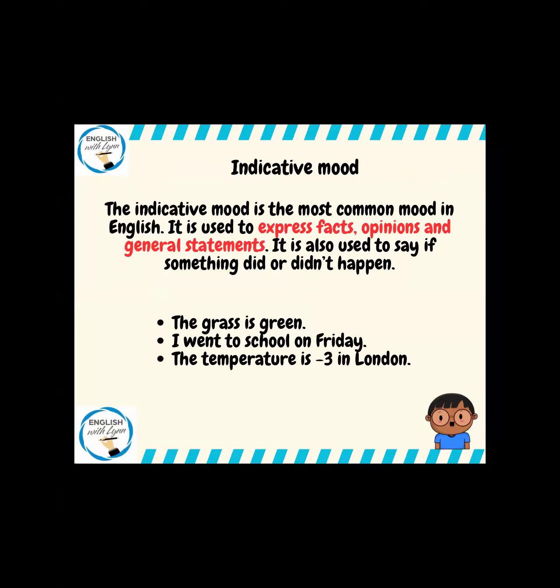So I could say the grass is green. It is giving a fact. I could also turn it into a negative by saying the grass is not purple. The same as the statement, I went to school on Friday. If it didn't happen, I can turn it into the negative. I did not go to school on Friday. So these sentences, they can be positive, they can be negative if something didn't happen.